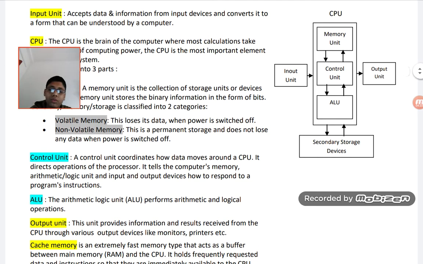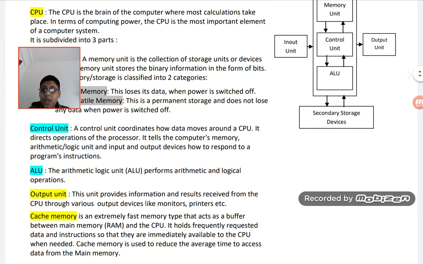Now the ALU, or the arithmetic logic unit. The arithmetic logic unit performs the arithmetic and logical operations. Output unit: this unit provides information and results received from the CPU through various output devices like monitors, printers, etc.